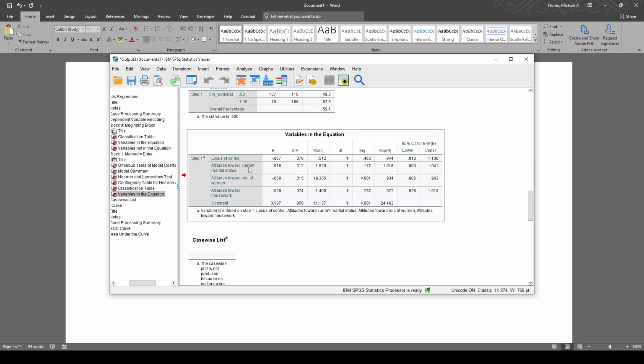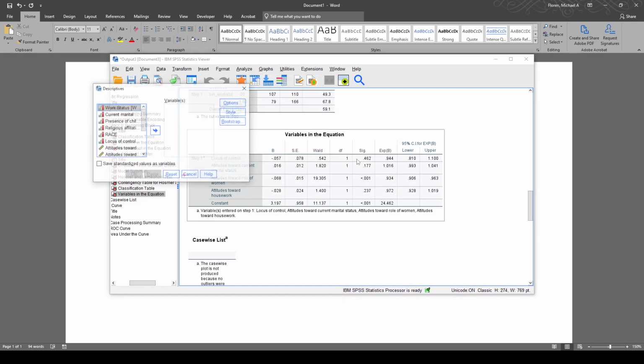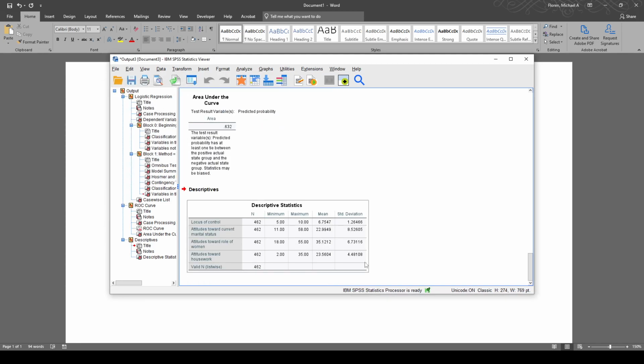And then I'm going to get the descriptives for all these variables: locus, all the attitude-y ones. I'll just run that. So here's all the descriptives, and here's all the means. So what does it say? Use the values to calculate the probability of being employed if they provide an average response on each of the inputs.